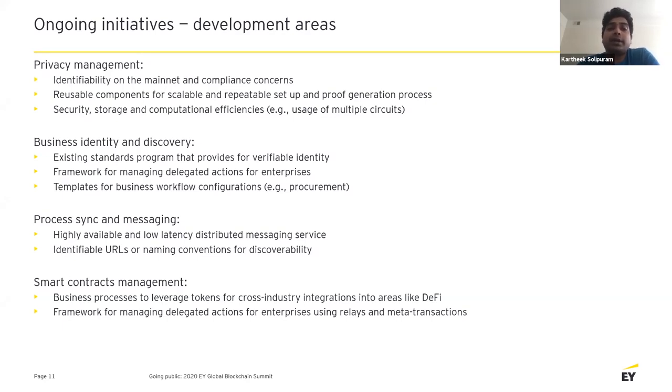Now, as Patrick was covering, one of the things that we used in Radish was something like Whisper. And the idea of using Whisper and scaling it up beyond Whisper is to enable a highly available and low latency form of a distributed peer-to-peer messaging service in such a way that there are identifiable URLs and naming conventions for discoverability, but also in terms of maintaining process synchronization.